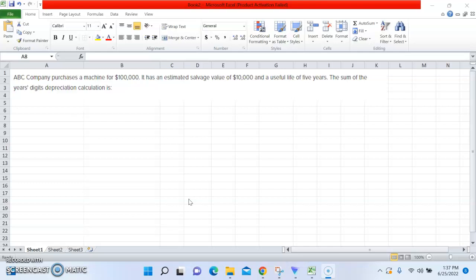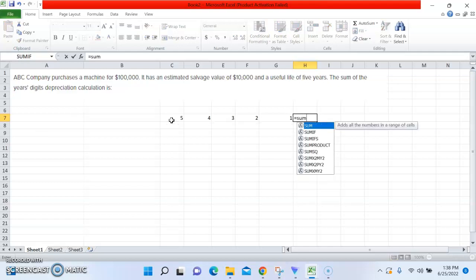So what you're going to end up doing is you're going to take the cost minus the salvage value and you're going to take that times a fraction. That's basically how it's going to work. To get our fraction, this is what you got to do. The useful life is 5 years. So to get your fraction, you got to take 5 plus 4 plus 3 plus 2 plus 1, and you'll just add all these together.